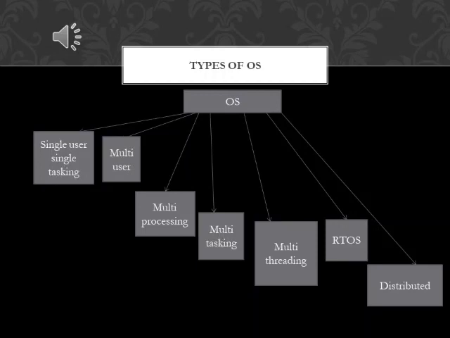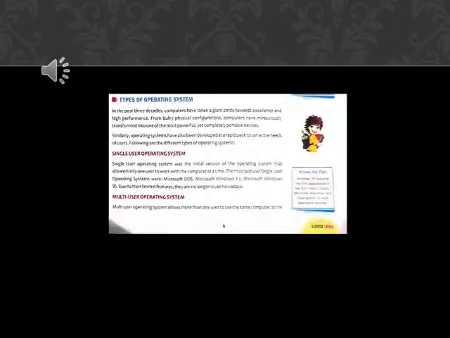The operating system types are: single user, single tasking, multi-user, multiprocessing, multitasking, multithreading, real-time operating system and distributed operating system. Okay, one by one we have to discuss the single user operating system, the multi-user operating system, what they are. Let's discuss the single user operating system.